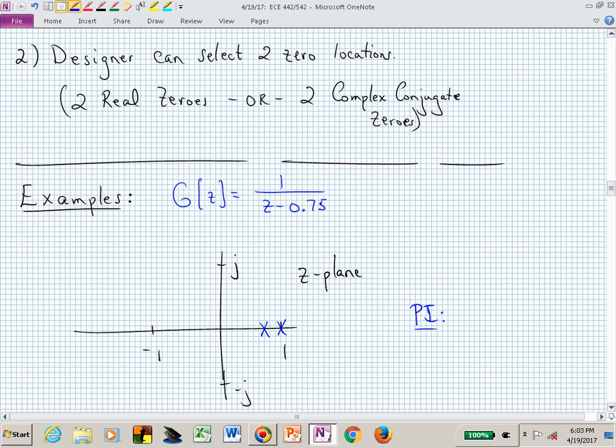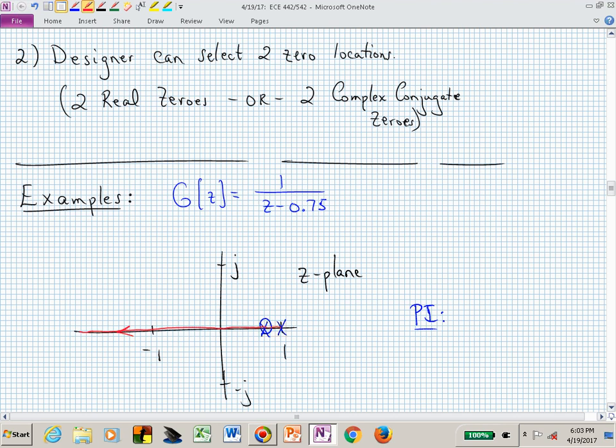Where do I put the 0? At 0. What if I simplify it even more and put the 0 right there? If I put the 0 right on top, what's my root locus look like? My root locus now looks like this. That's pretty easy, isn't it? That's almost a trivial design.